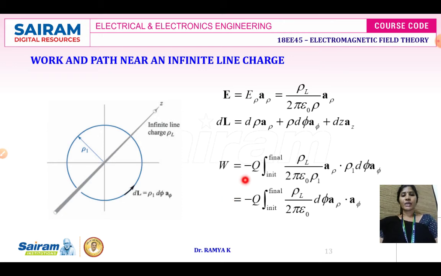W is equal to minus q, integrated from the initial value to the final value, of rho L divided by 2 pi epsilon rho, the E value, dot dl. Here dl is taken all along the phi axis, so we write it as rho d phi a phi. Once simplified, you get minus q, from the initial value to the final value, rho L divided by 2 pi epsilon d phi, a rho dot a phi.